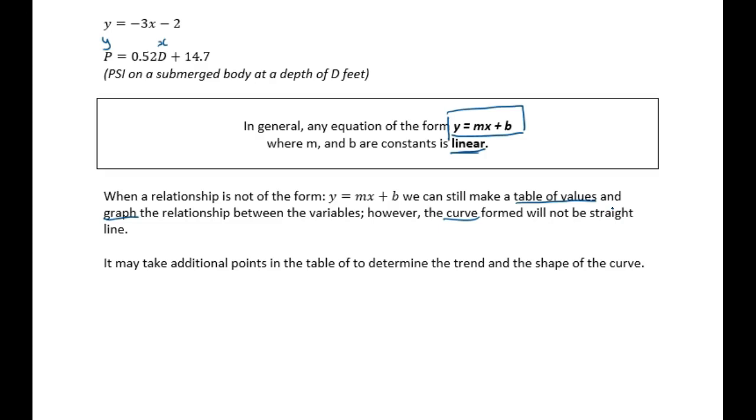And depending on the relationship, we may or may not have to go a little bit further with our table of values. So it might take additional points in the table to determine our trend and our shape of our curve. So whether that looks like an exponential function, or whether that looks like a parabola, if you've seen that in the past, then again, we may or may not have to go a little bit further with our table of values to actually get a real picture of what it actually looks like.